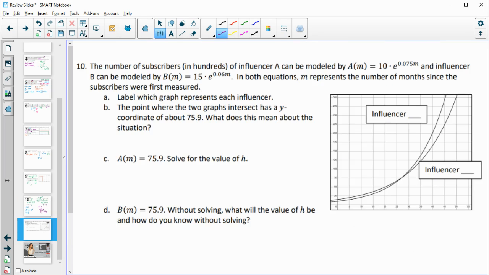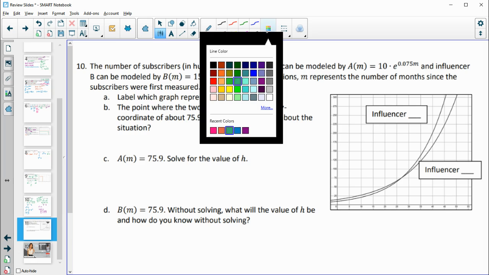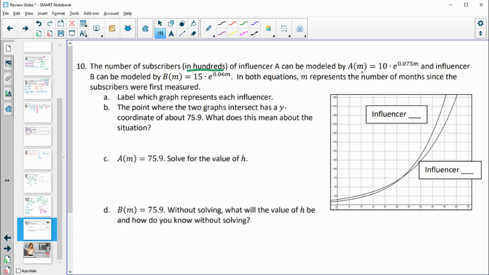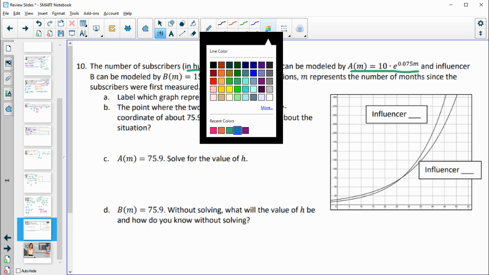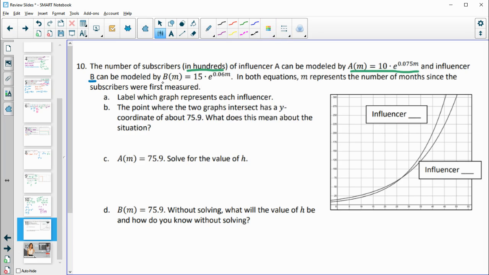Number 10, the number of subscribers in hundreds of influencer A can be modeled by this equation. And influencer B can be modeled by this equation. In both equations, M is the number of months since the subscribers were first measured. So label which graph represents each influencer.